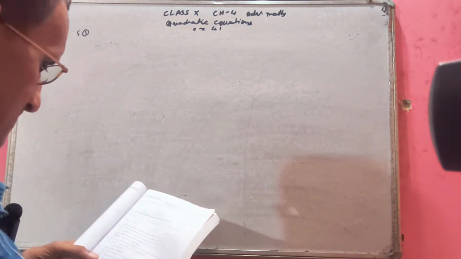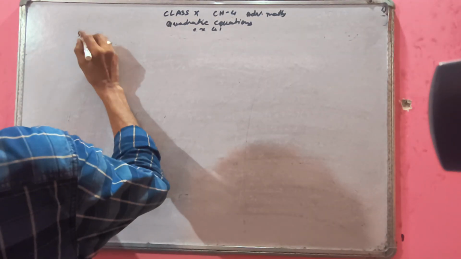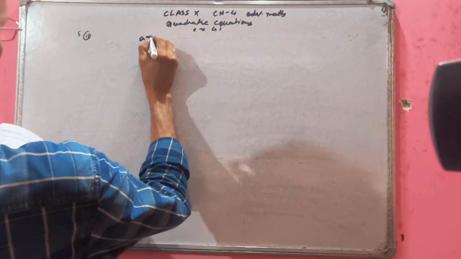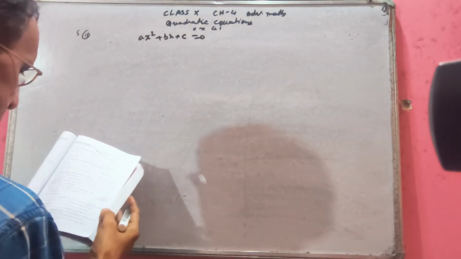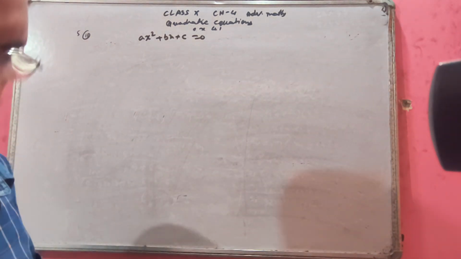Then now 5 number 2. The general form of the equation is given, x square plus bx plus c equal to 0, and the condition is one root will be n times the other.